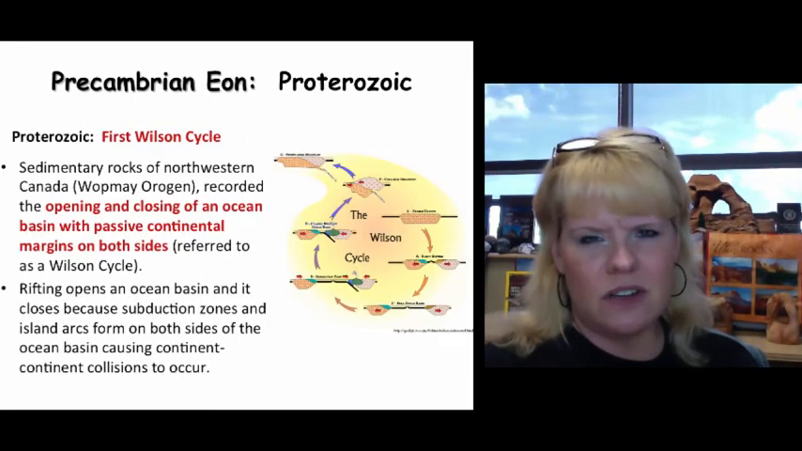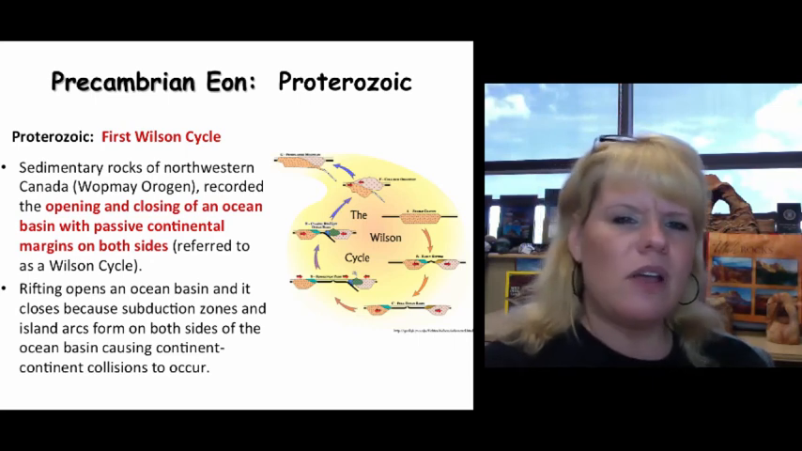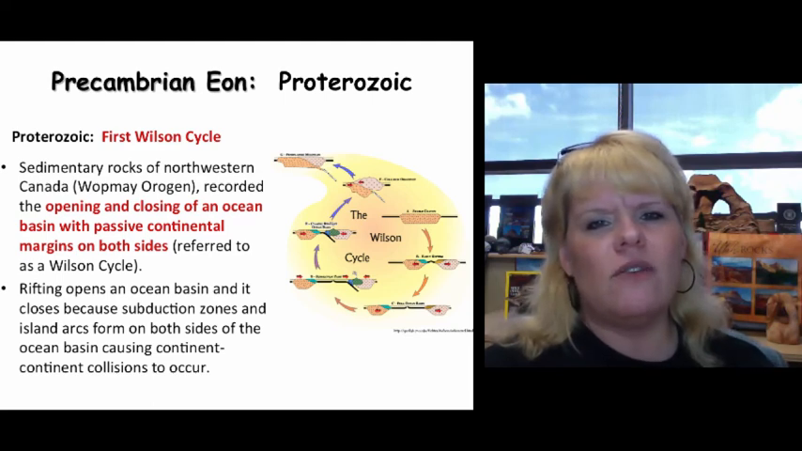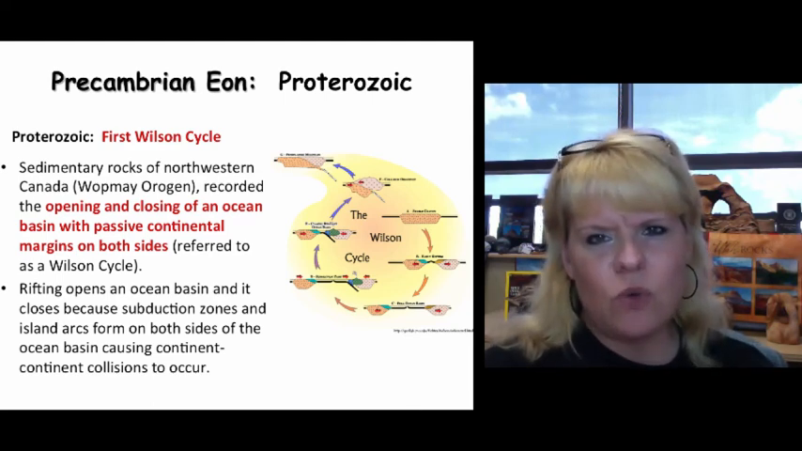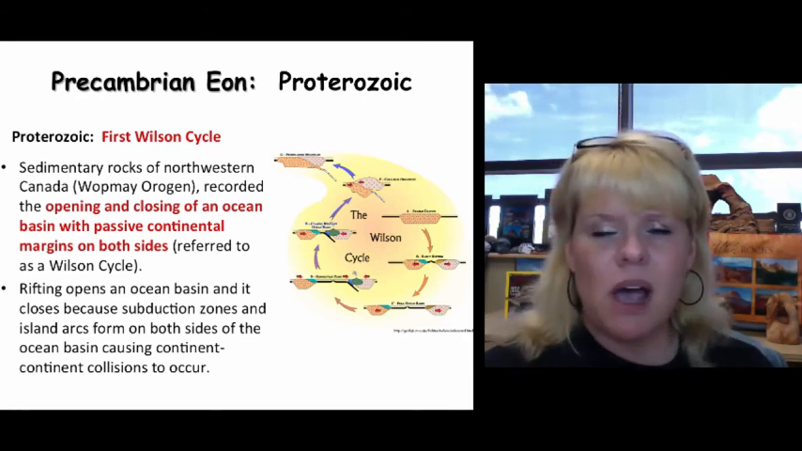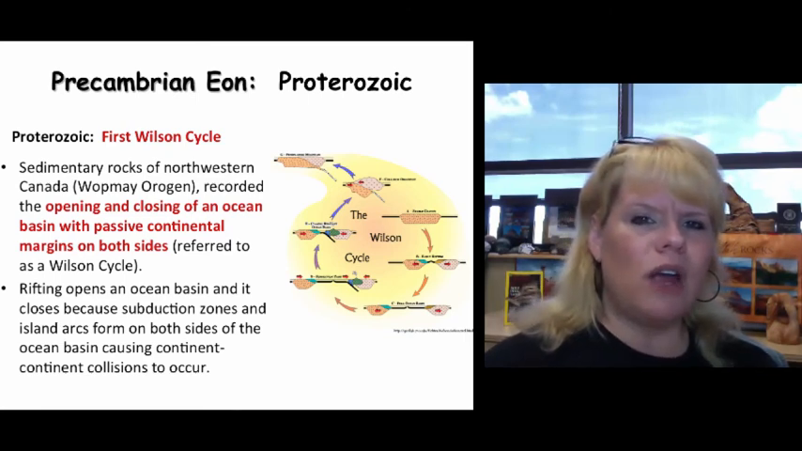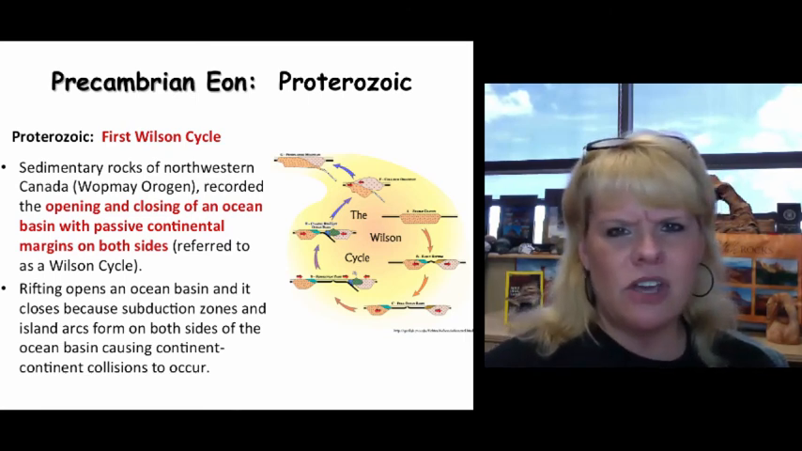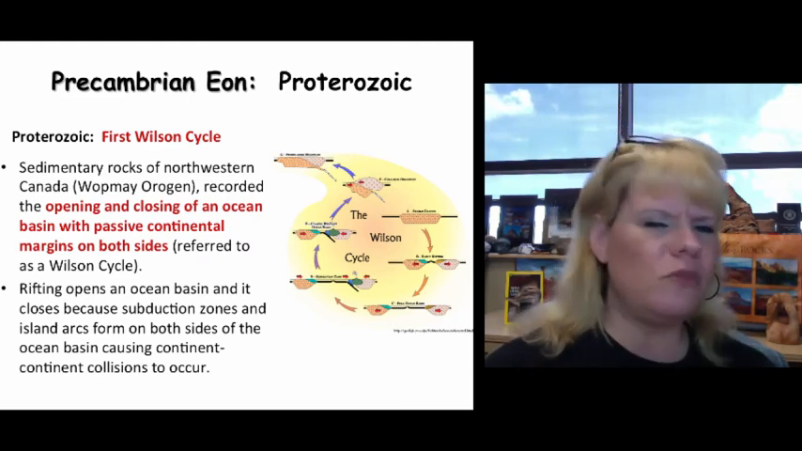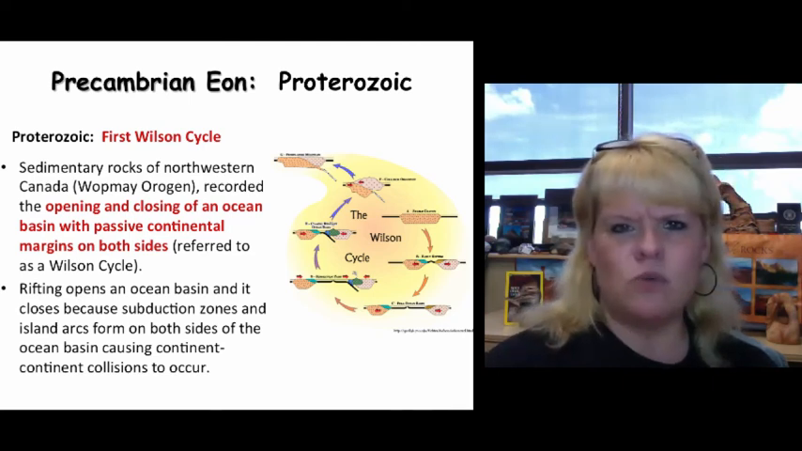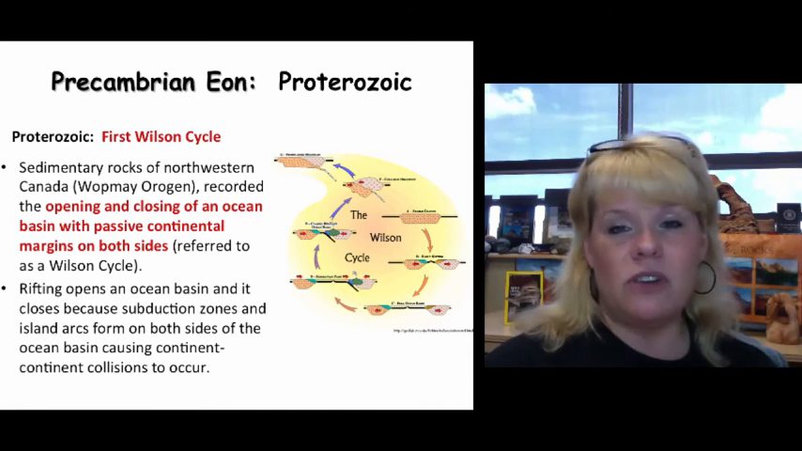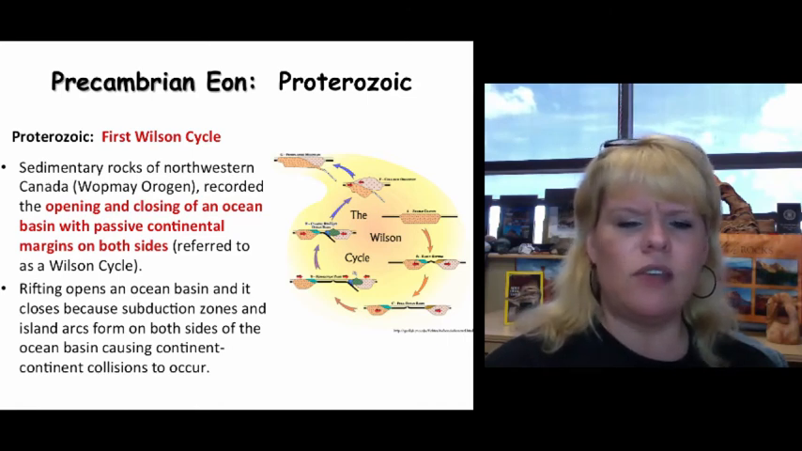Another important event that happened in the Proterozoic was the recognition of the first Wilson cycle. Wilson cycle involves a famous guy by the name of J. Wilson that you learned about in physical. He is considered the father of hotspots. J. Wilson recognized that as hotspots come out in the ocean, they create mid-oceanic ridges, which subsequently moves things like island arcs and ocean plates closer to continents, and then subduction will occur. So over time, you can close up an ocean basin and reopen it with rifting or vice versa.